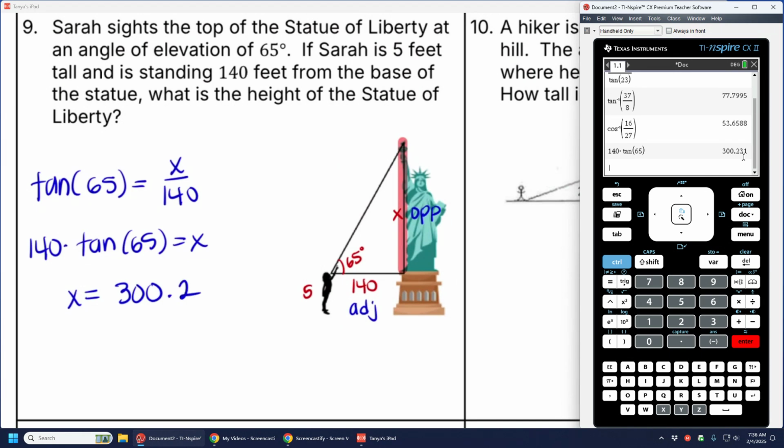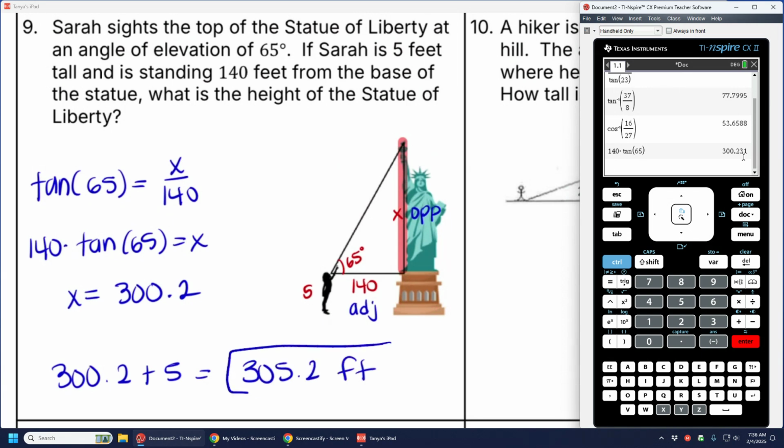Okay, but remember what we said? This X that we just found is just this part. If I want the entire height, I need to take into account her height as well. So she is 5 feet tall. So we're going to do 300.2 plus 5 gives me 305.2. So that's how tall the statue is.